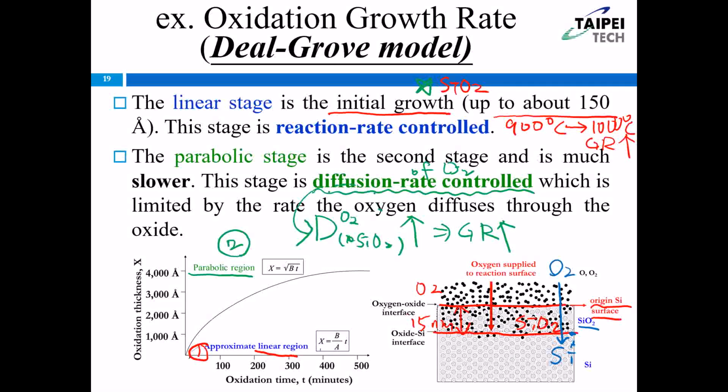It just means the growth rate is limited by the rate at which oxygen diffuses through the silicon dioxide. So it means if the oxygen can pass through the silicon dioxide more quickly, we will have more oxygen at the silicon surface. Then the growth rate will become higher. Okay, so the second stage will be the diffusion rate control.